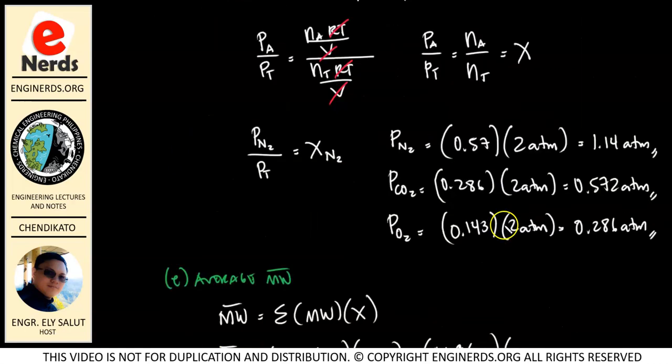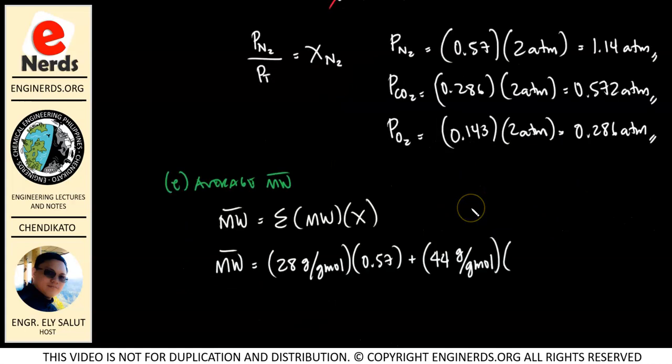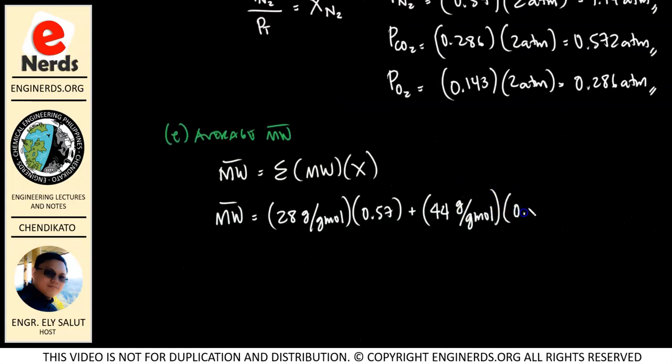So, ano yung mole fraction ng CO2 natin? Ito, kanina kinuha na natin, 0.286. And finally, molecular weight ng ating O2, which is dalawang atom ng oxygen. So, 16 times 2, we have 32 grams per gram mole times its mole fraction, which is 0.143.